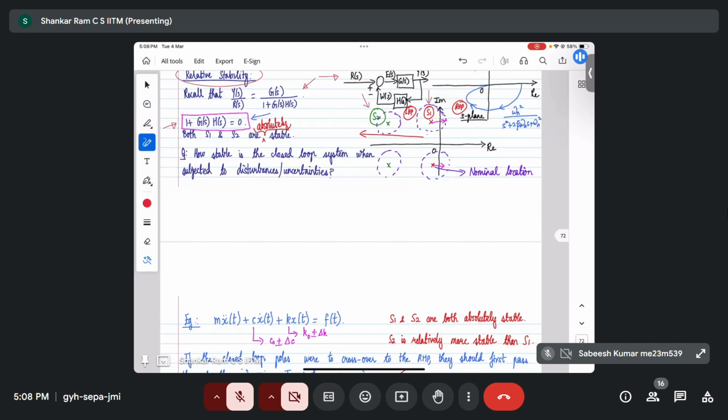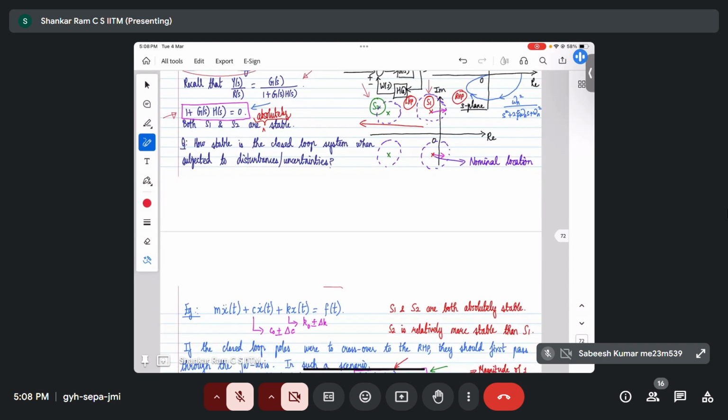Even if we consider this example, we may model some structure as a mass spring damper system. We will be assuming some nominal values of C and K, but in real life, C and K may vary around a nominal value in a band. That is, we may have C naught and K naught, where K can vary between K naught plus or minus delta K, and C may vary around C naught by some delta C.